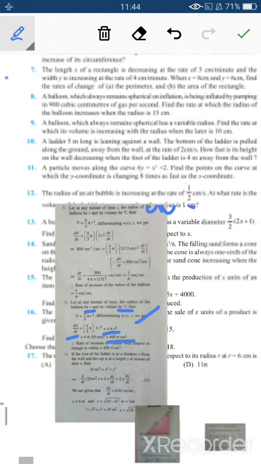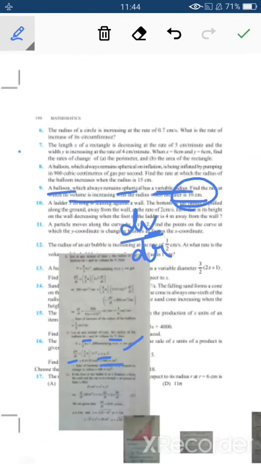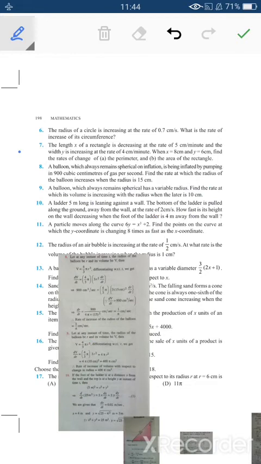Moving on to question number 10, a very important question. In question number 10, a ladder 5 meter long is leaning against a wall. The bottom of the ladder is pulled along the ground away from the wall at the rate of 2 centimeter per second. How fast is its height on the wall decreasing when the foot of the ladder is 4 meter away from the wall? Now let us see this answer.